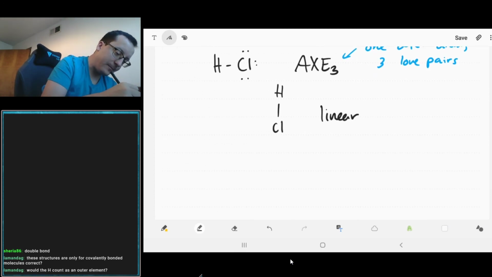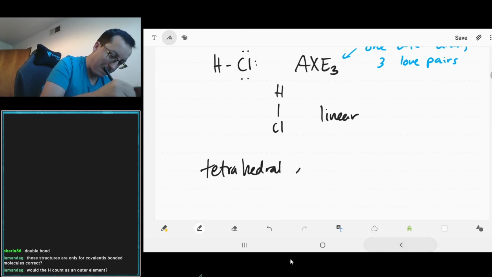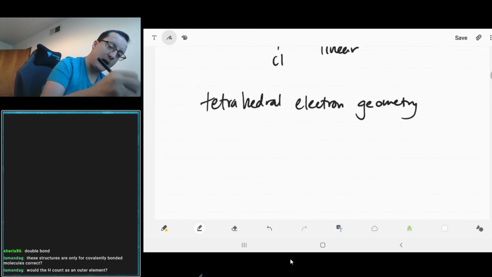Okay, so with tetrahedral, we have kind of four possibilities.